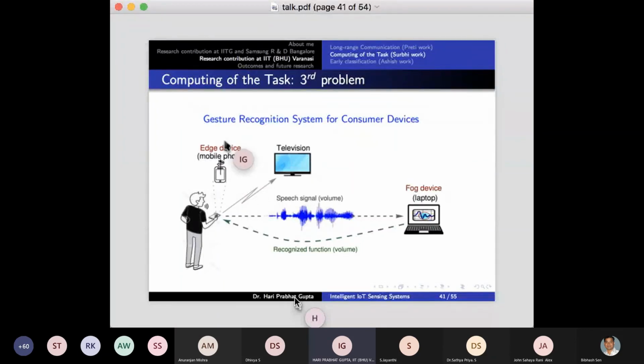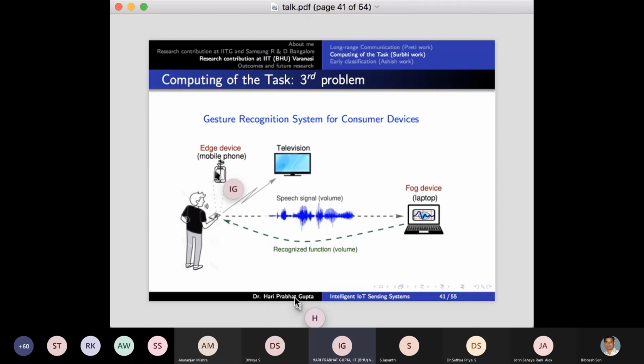After certain rounds, we do not require the fog device. The edge device itself is sufficient for accuracy. This is known as incremental learning, a machine learning technique. Here a person performs a gesture, volume up. They also speak 'volume up', and they also move the smartphone upward, that means the accelerometer moves upward. They say that this is the gesture.